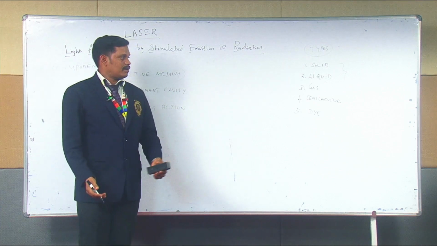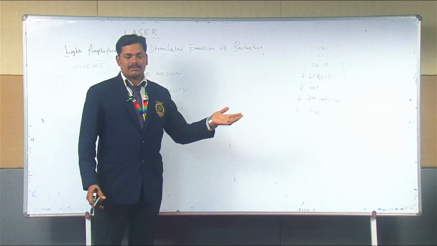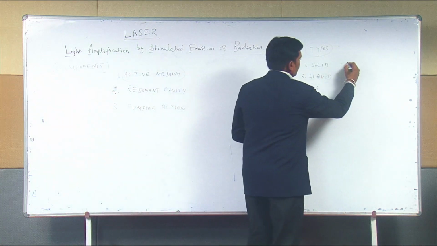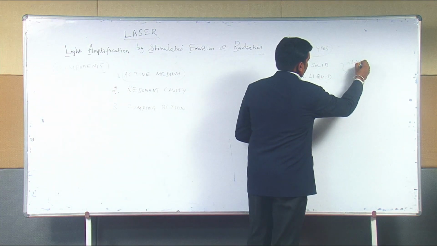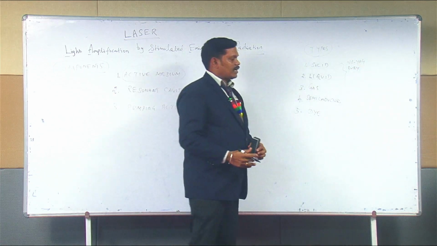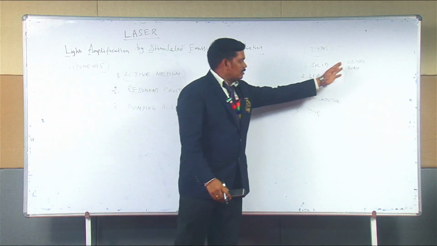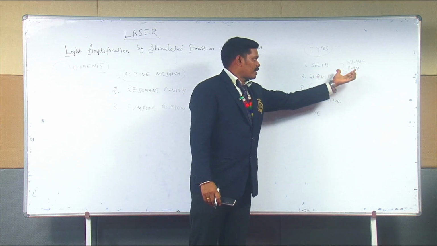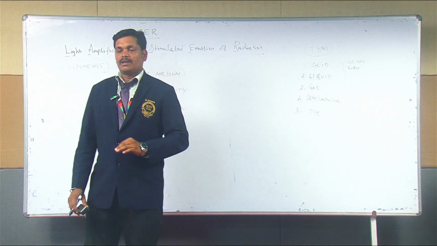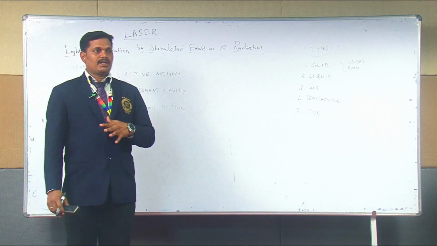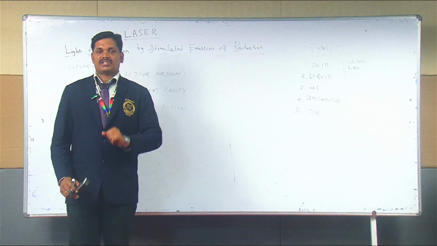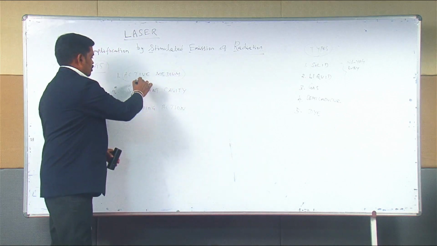For example, if you take solid lasers, there are different types, like the Nd:YAG laser, the ruby laser, and some more solid lasers also. In Nd:YAG as well as ruby, if you take the ruby laser, the ruby rod is the active medium. So simply we can say active medium is the medium in which laser action takes place by achieving population inversion. So that's what active medium is.